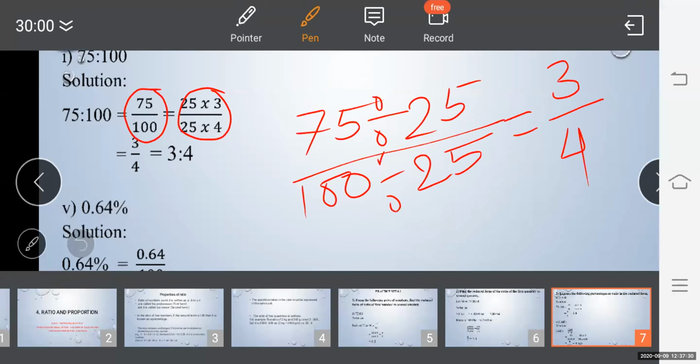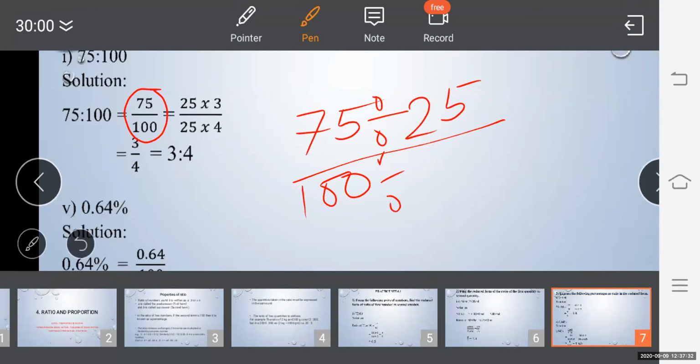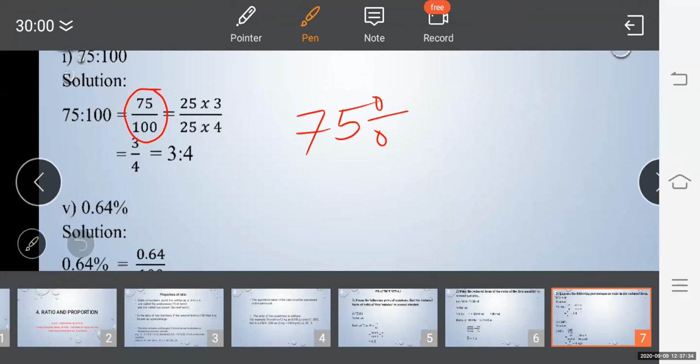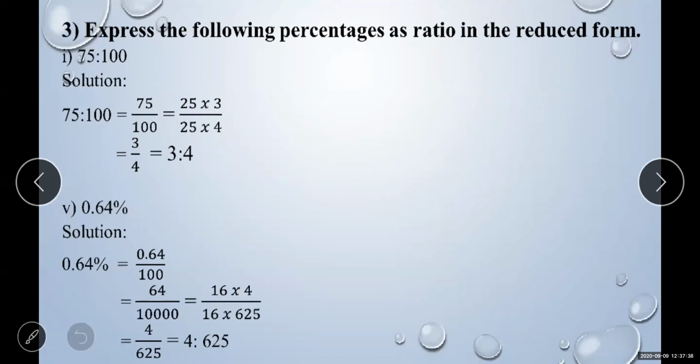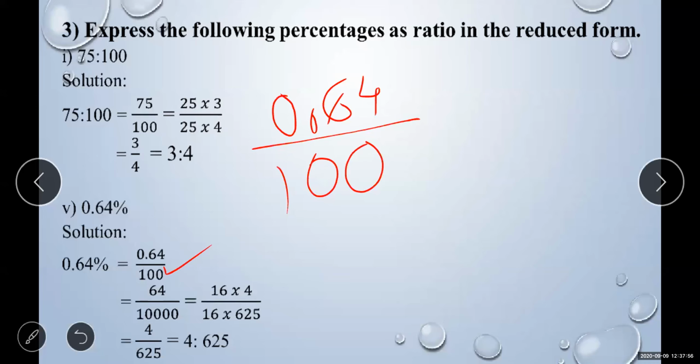Next question is about 0.64%. Now 0.64%. Percent is given, that means the denominator should be 100. Now just look here. I already told you how to convert the numbers. Now we have to remove that decimal point.